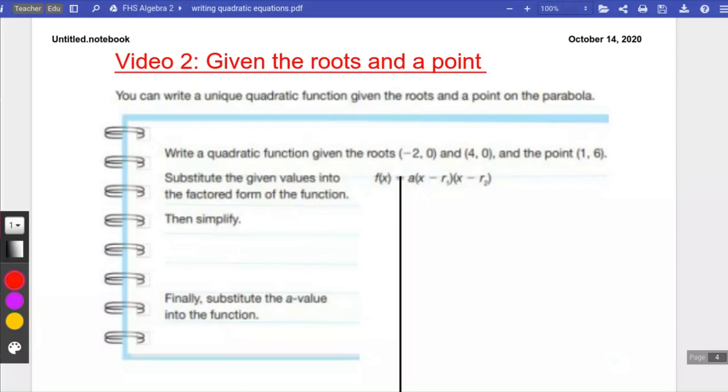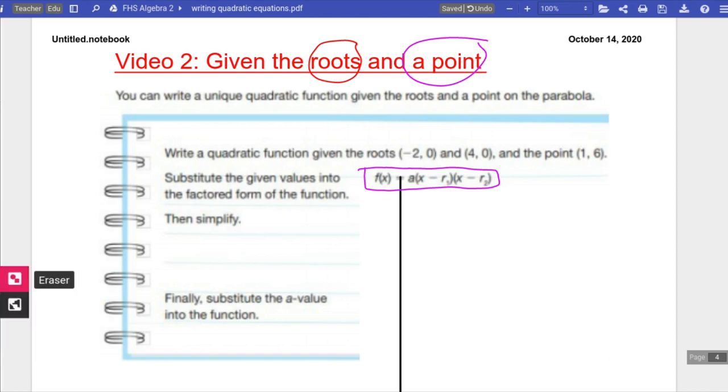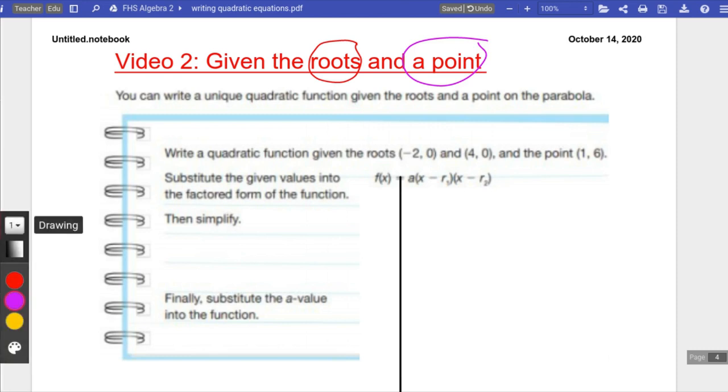...is when you're given a root and you're given a point, you can write it in terms of a factor form. Factor form, or I also call it the intercept form. All right, let's get to work.